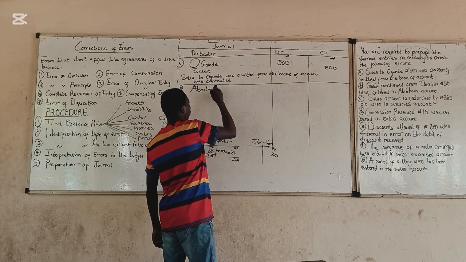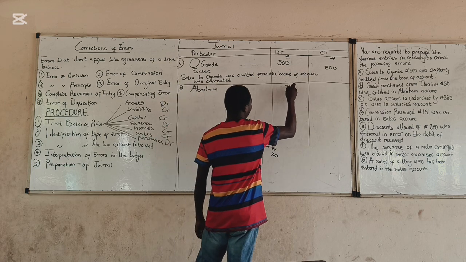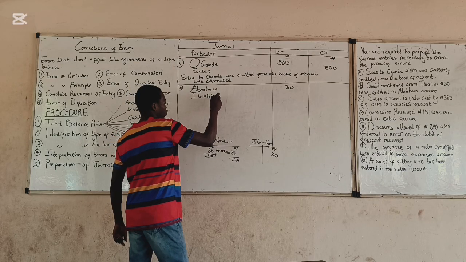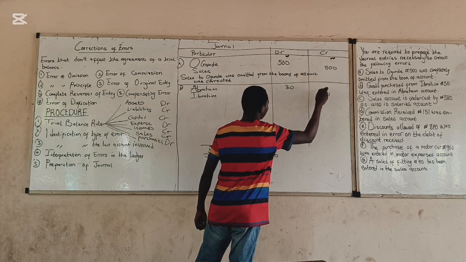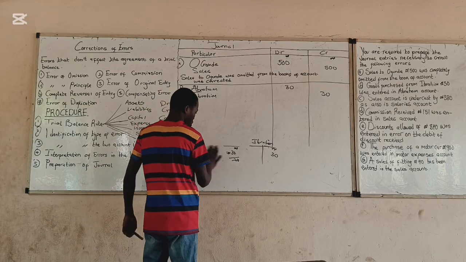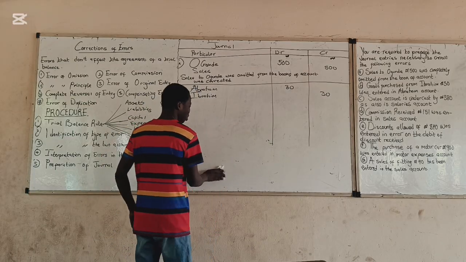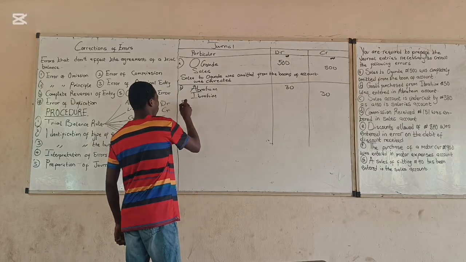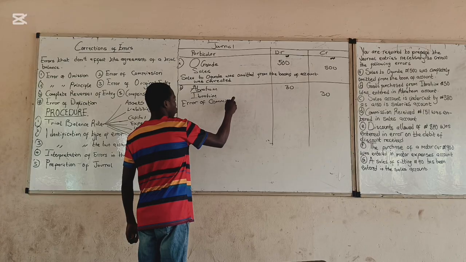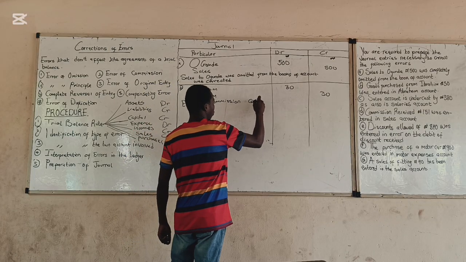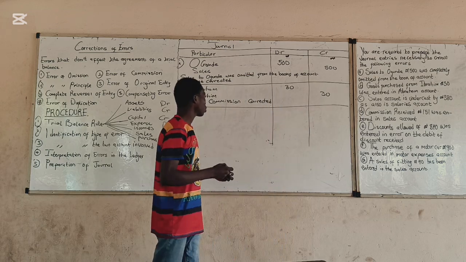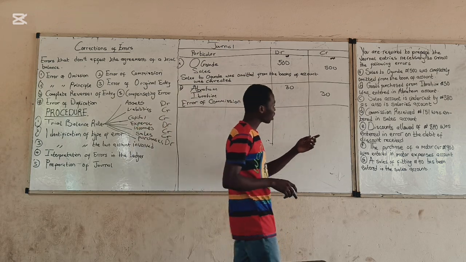So it is simple logic. Abraham account 300 naira debit, then Ibrahim account credit 300 naira. So we just see that the error of commission is corrected. In short, it's just going to be: error of commission corrected. Then you close it. So we need to manage the space.